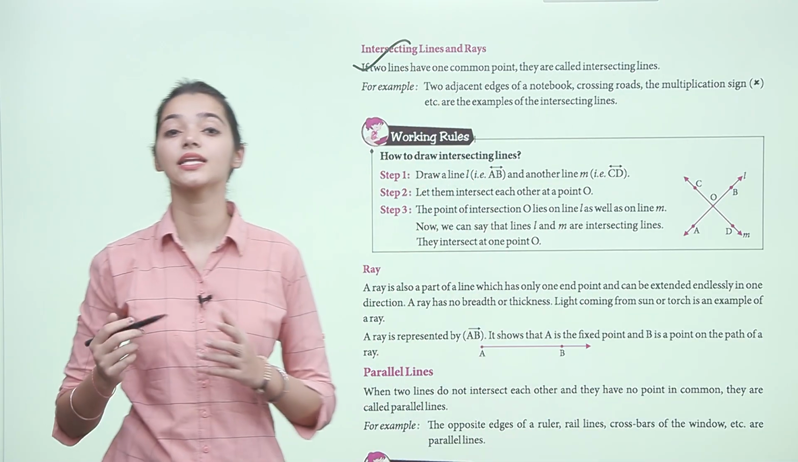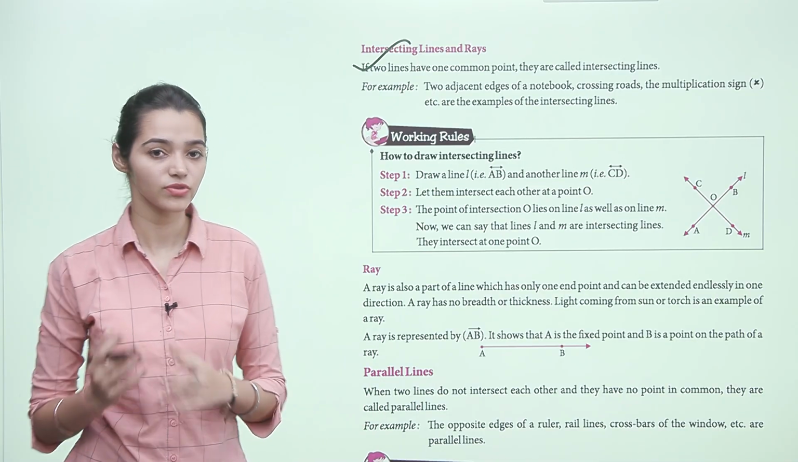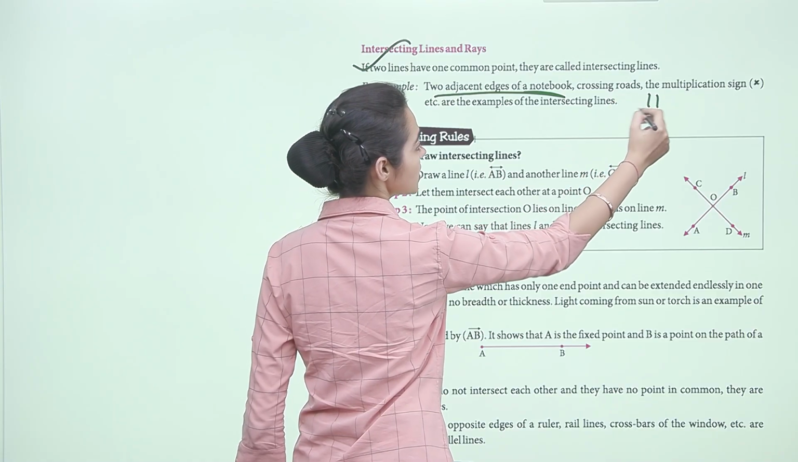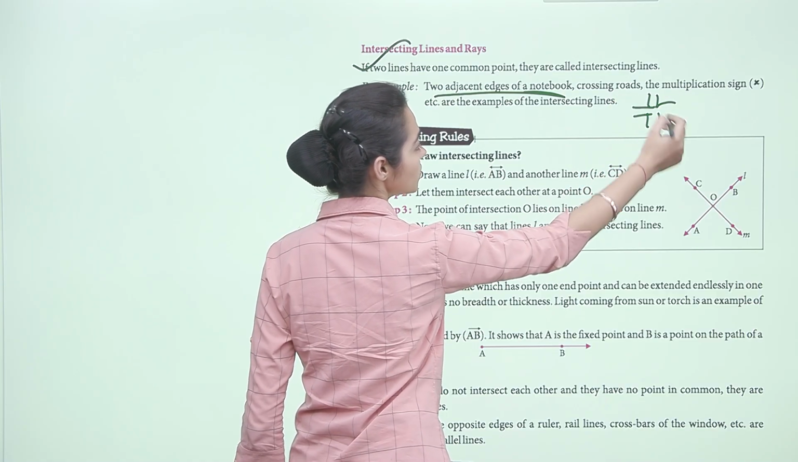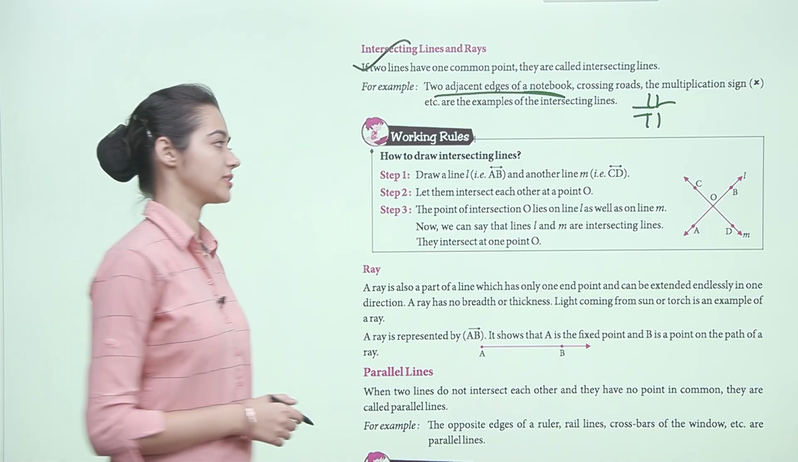Next is our intersecting lines and rays. If two lines have one common point, they are called intersecting lines. For example, two adjacent edges of a notebook, crossing roads, multiplication sign. These are the examples of intersecting lines.